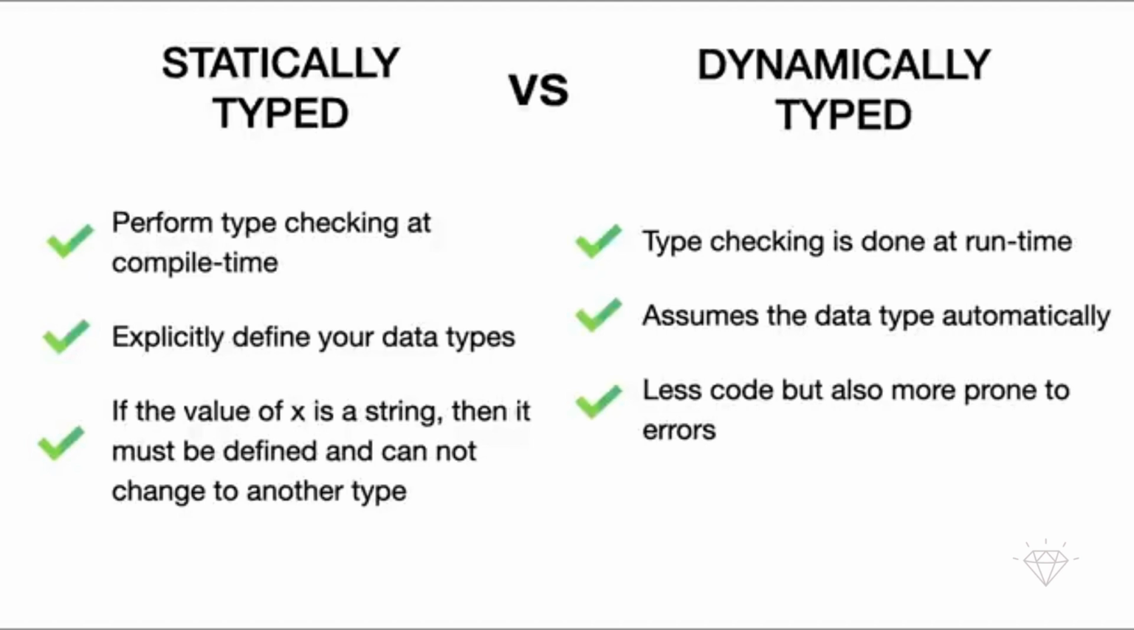Now, dynamic languages such as JavaScript and Python, which we'll get to soon, do not require us to define types explicitly, as type checking is done at runtime. So it basically assumes the type automatically or dynamically.